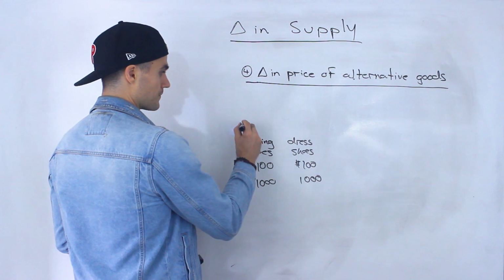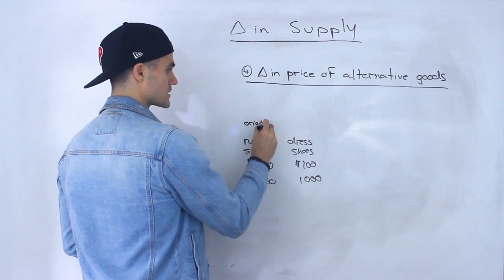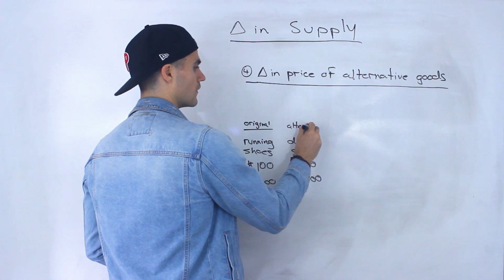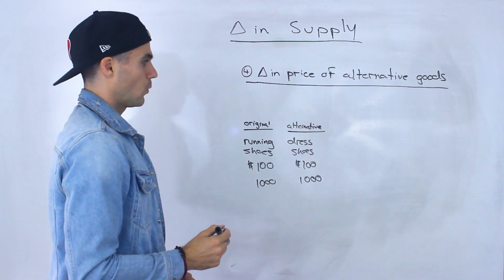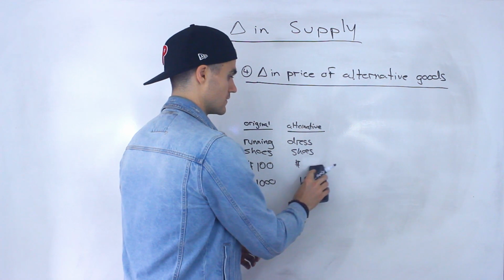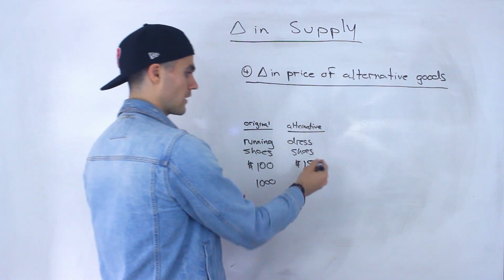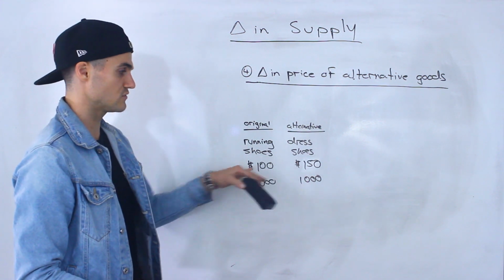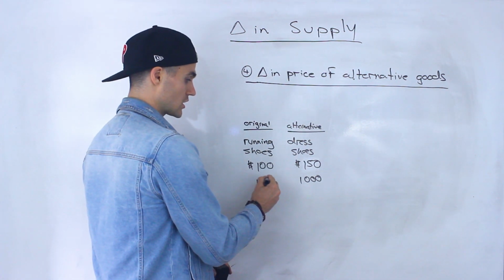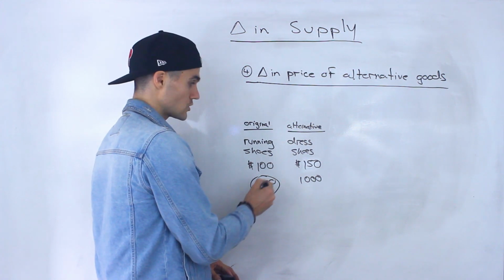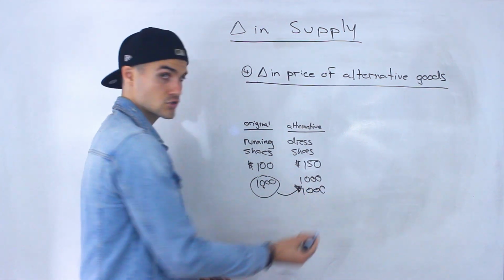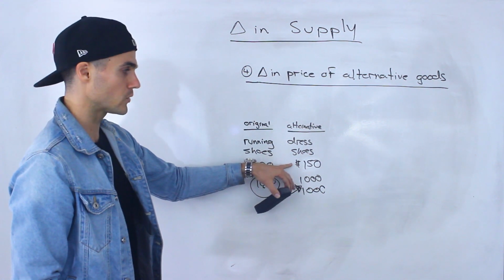So let's call one of these the original product. Let's say the running shoes are the original product, and then dress shoes are the alternative product. Well, what's going to happen if the price of the dress shoes goes up in the market to 150? Okay, so before they were even, but now the price of dress shoes goes up to 150, the running shoes stay at 100. Well, as a producer, you're trying to maximize profits, so what you're going to do is take these resources that are being used to produce these 1,000 units of running shoes, and you're going to put them all towards the dress shoes to produce 1,000 extra units here, because you're going to make more money with that higher price.